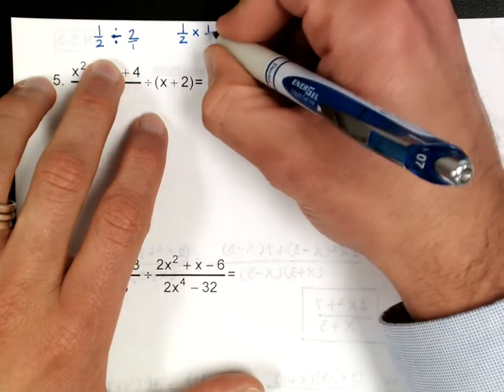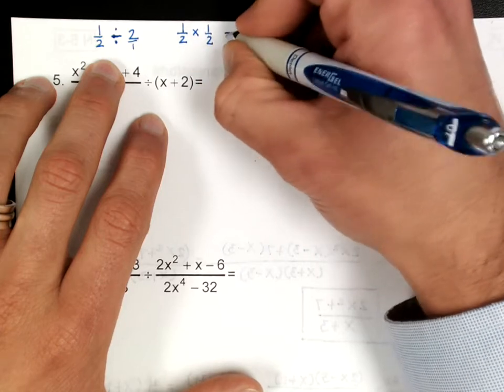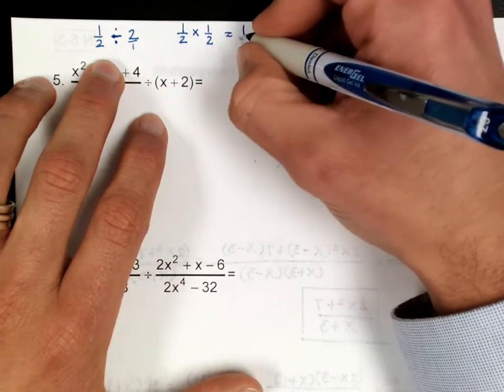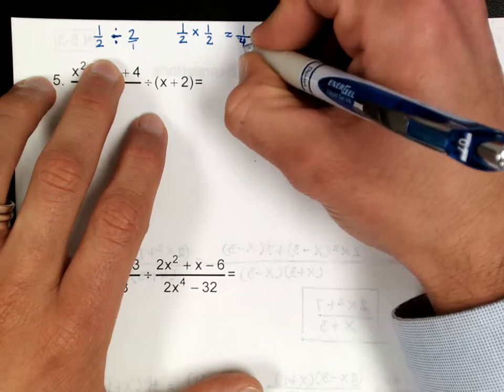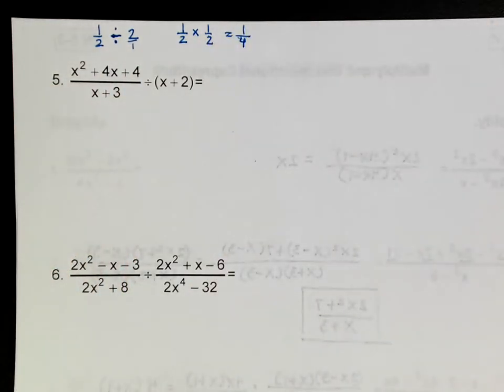So you're going to flip that. So now you have 1/2 times 1/2. 1 times 1 is 1. 2 times 2 is 4. So this is 1/4. So 1/2 divided by 2 is 1/4. Well, you should know, right? We're just splitting a half in 2. So anyways, that's how you do it.